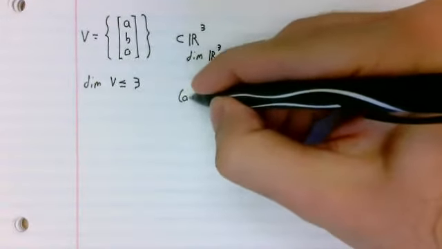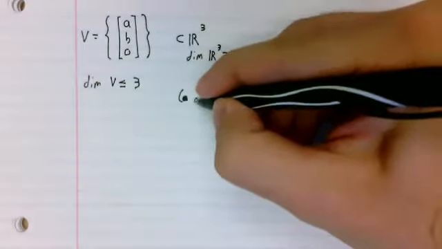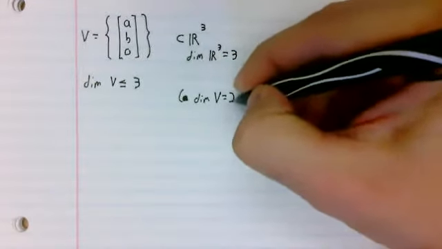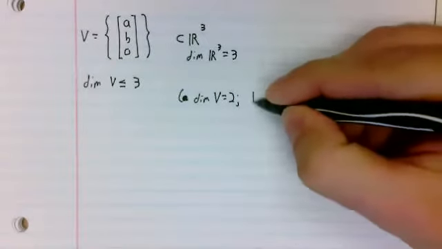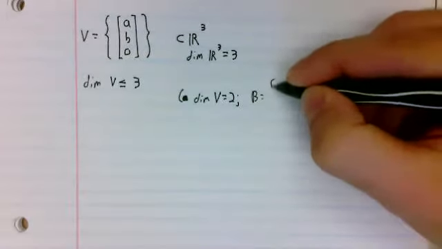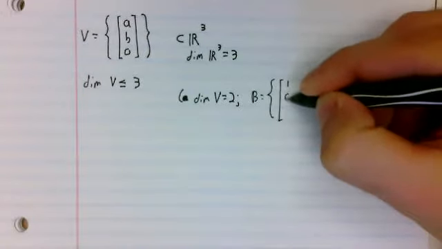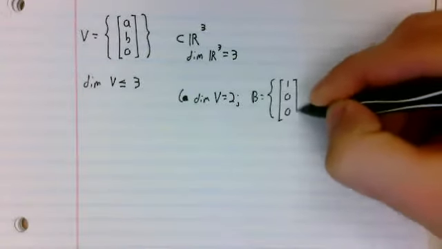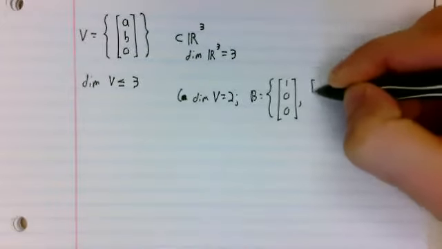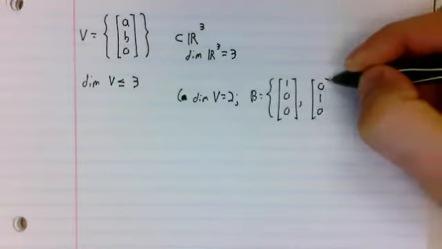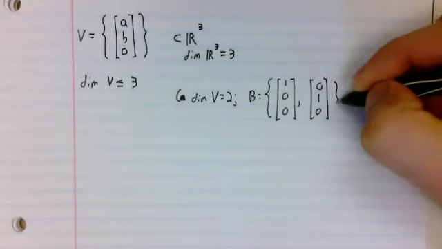In fact, as it happens, the dimension of V equals 2. We can form a basis of (1, 0, 0) and (0, 1, 0).